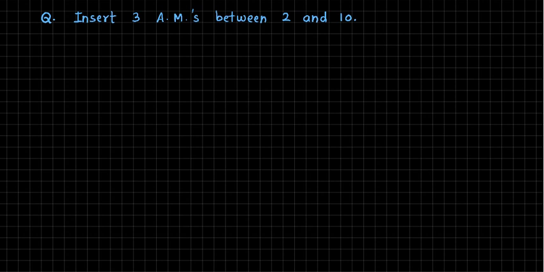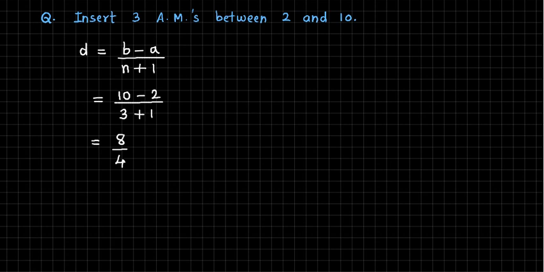Insert 3 AMs between 2 and 10. So we have first to calculate the requisite common difference, and as we have seen, it is given by the formula b minus a whole upon n plus 1. Here b and a are respectively the last and first number between which we are to insert the means, so that is 10 minus 2, whole upon n, the number of means to be inserted, so n is 3 as we have to insert 3 means, plus 1. So that is nothing but 10 minus 2 is 8, whole upon 3 plus 1 is 4. So therefore we get d as nothing but 2.